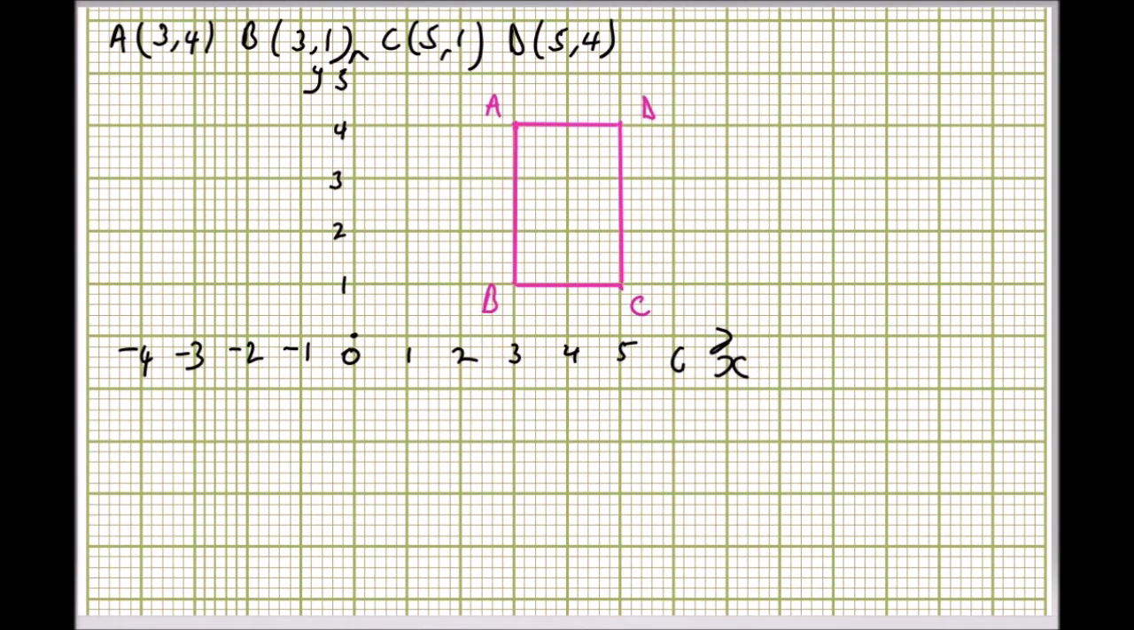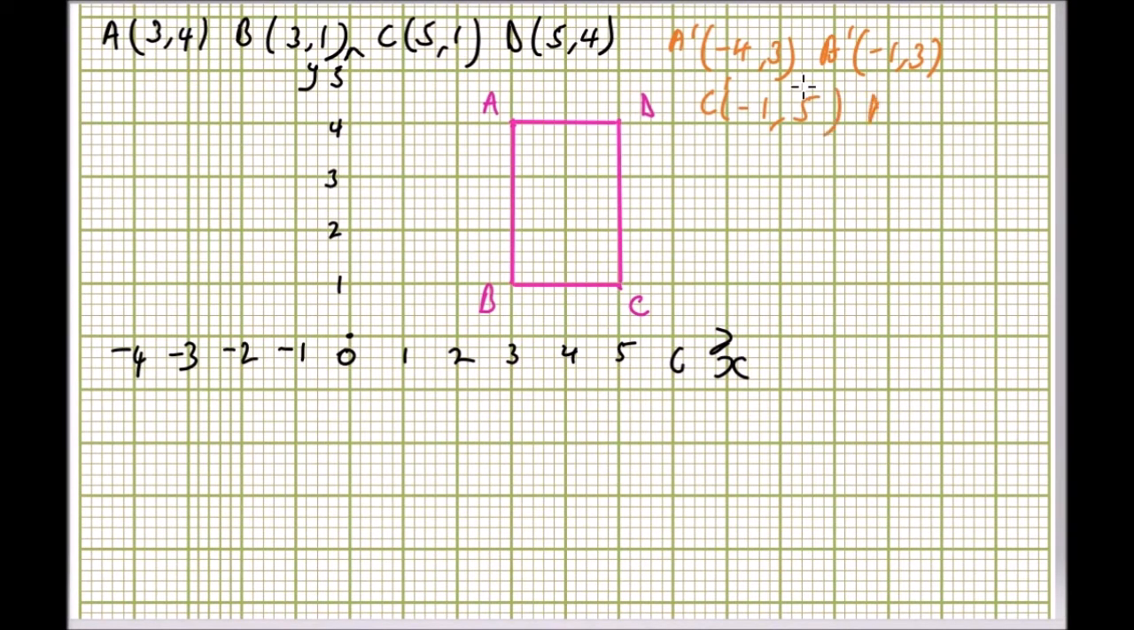Then for our image, we have A prime, which is (-4, 3). We have B prime, which is (-1, 3). We have C prime, the coordinates are (-1, 5). And we have our D prime, which is (-4, 5). So those are the coordinates of the image.